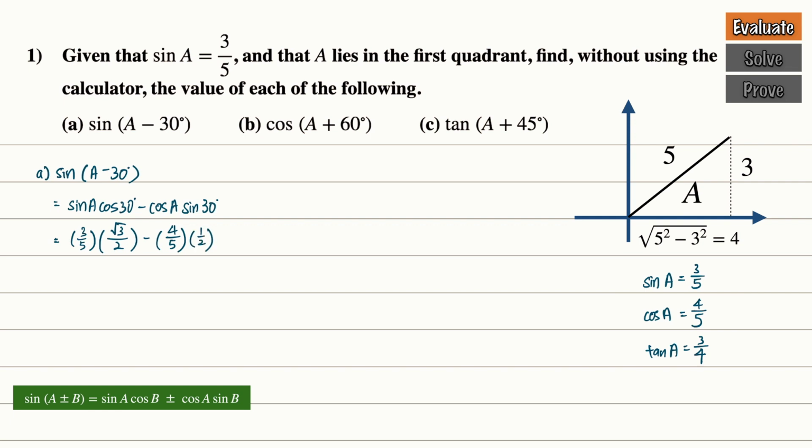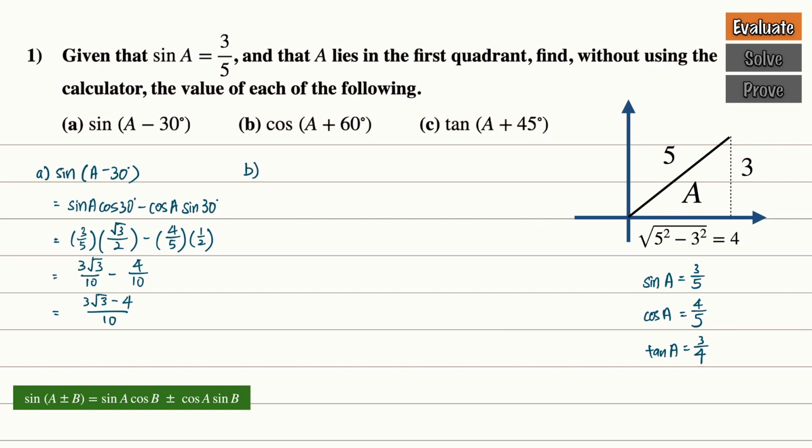Simplifying them, we will have 3 square root 3 over 10 minus 4 over 10, which gives us a value of 3 square root 3 minus 4 over 10. Now this is the exact value for part A.